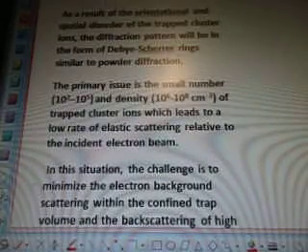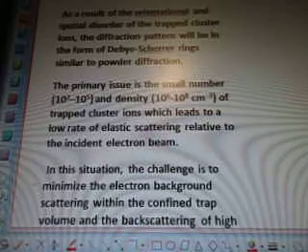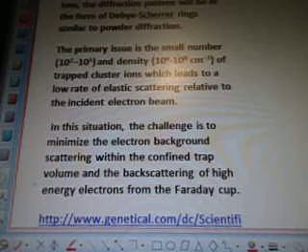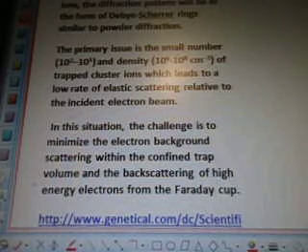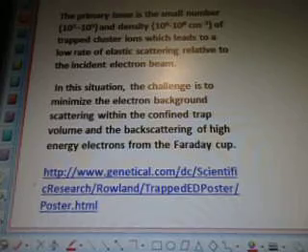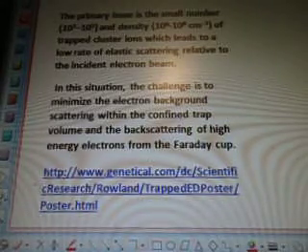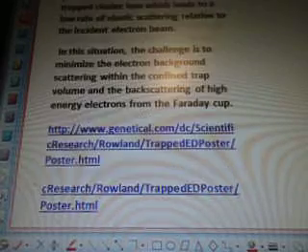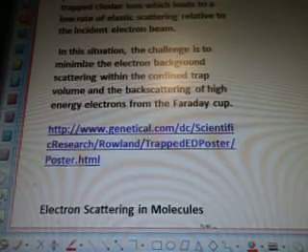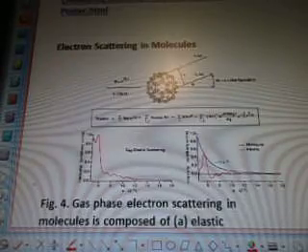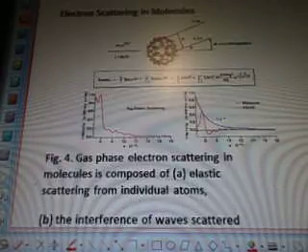The primary issue is the small number, 10² to 10⁵, and density, 10⁶ to 10⁸ cm⁻³, of trapped cluster ions, which leads to a low rate of elastic scattering relative to the incident electron beam. In this situation, the challenge is to minimize the electron background scattering within the confined trap volume and the backscattering of high-energy electrons from the Faraday cup. And that's from www.genetical.com.